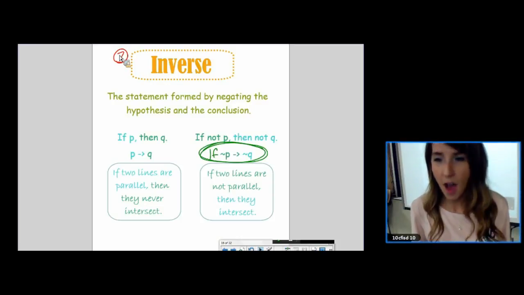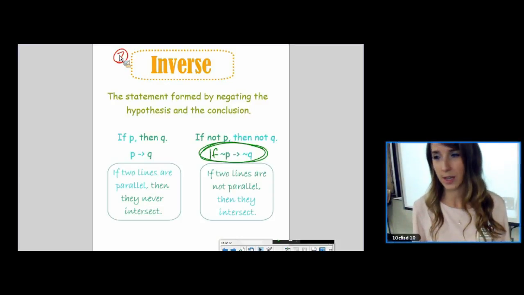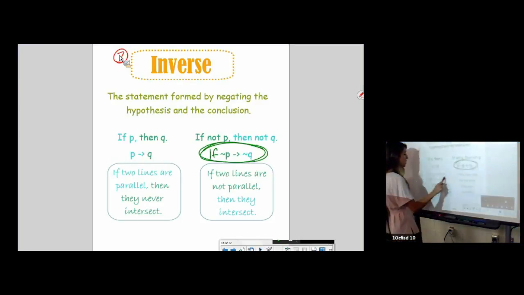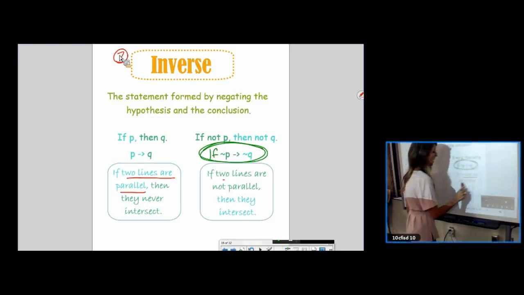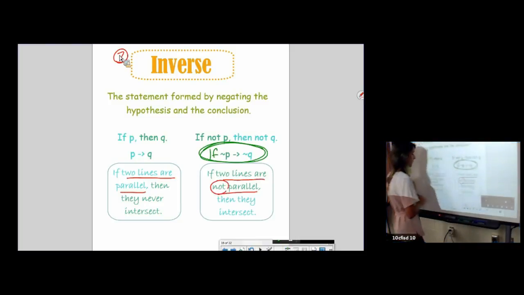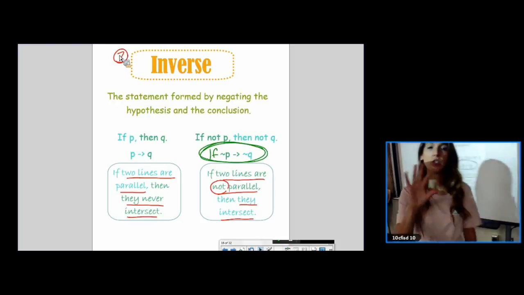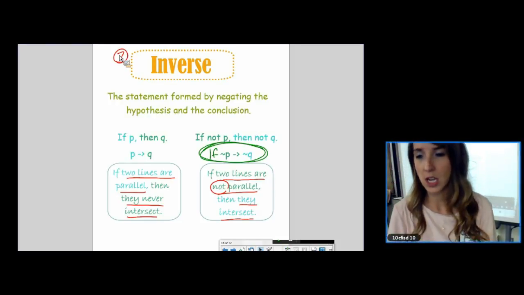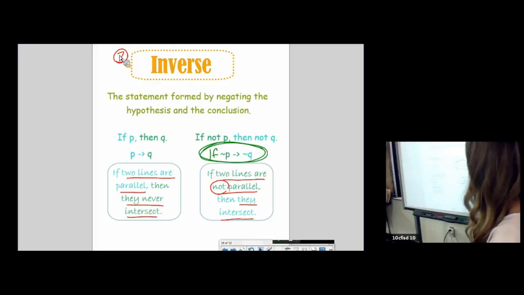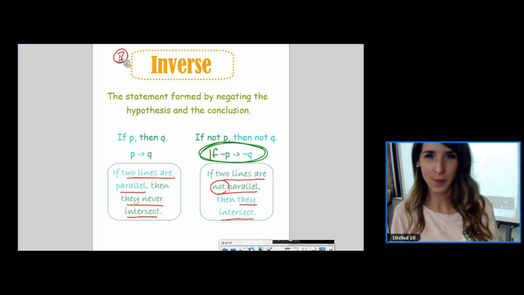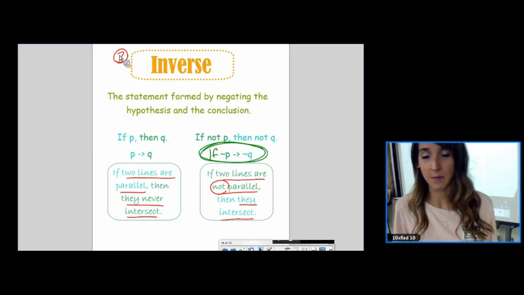If two lines are not parallel, then they do intersect. Do you see how I took both of these? Two lines are parallel. Two lines are not parallel. They never intersect. They intersect. See how I'm changing the truth value of both of them? Let's do our easy example. If you give a mouse a cookie, then he'll ask for a glass of milk. If you do not give a mouse a cookie, then he will not ask for a glass of milk.